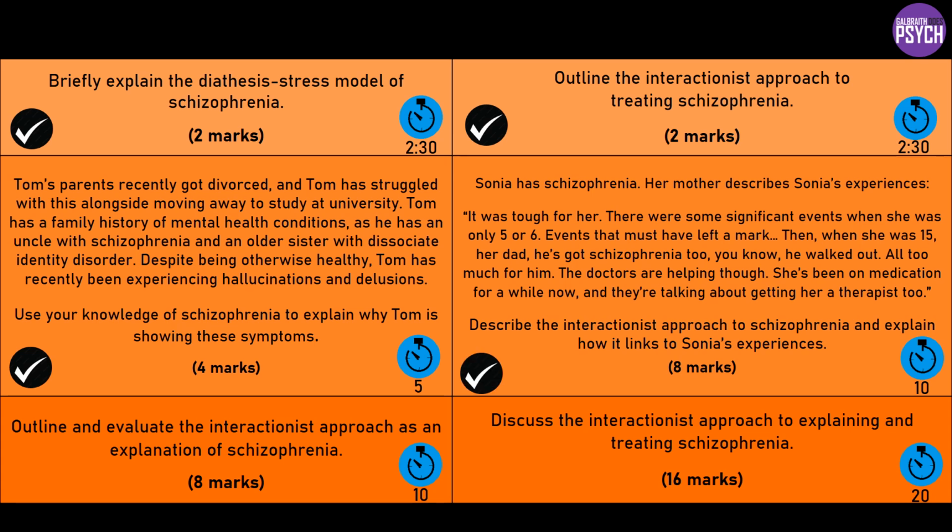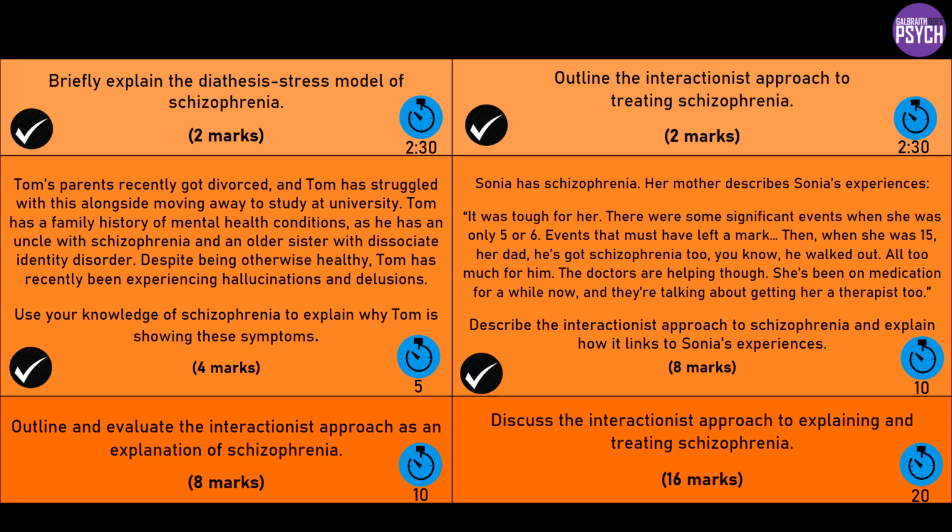Okay, we've got an 8 marker here, outline and evaluate the interactionist approach. Okay, so this is very, very similar to the 16 marker that's next. The difference being, this is just about the explanation, look, and the 16 marker covers treatments, okay? So I'll go through the 8 marker, and then I probably won't really add much for the 16 marker. We'll just talk about the treatment side of it, okay?